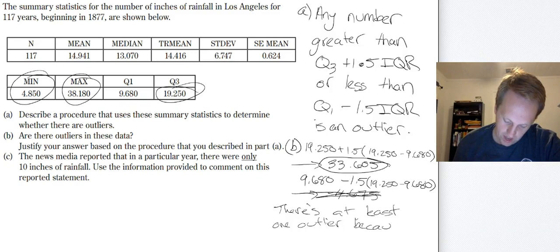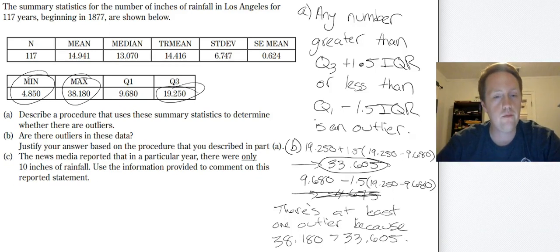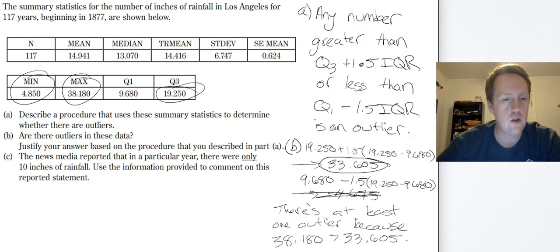because the maximum, right? So because 38.180 is greater than 33.605, I can guarantee there's one. There might be more. All right. The news media reported on the procedure, the news media reported that in a particular year there were only 10 inches of rainfall. Use the information provided to comment on this reported statement.